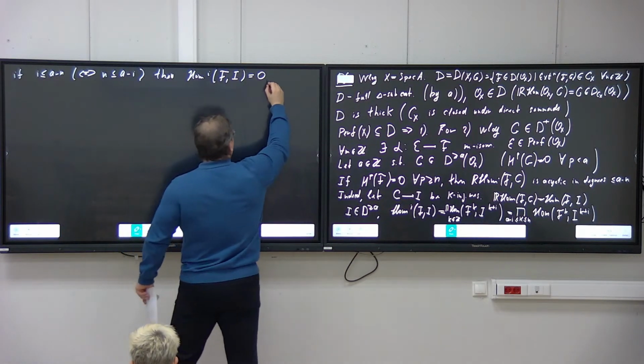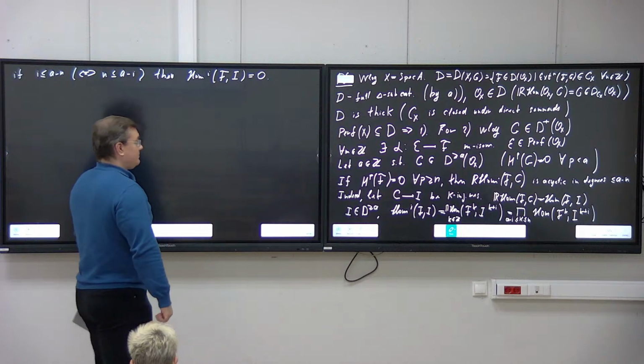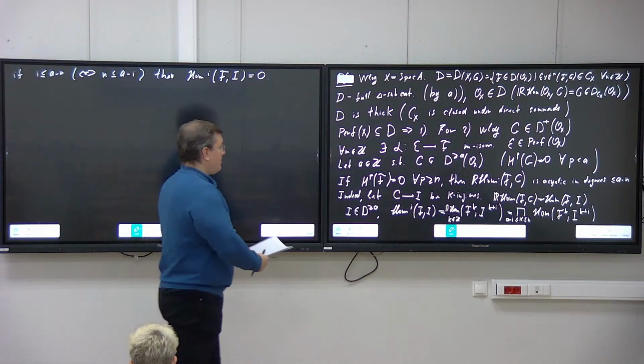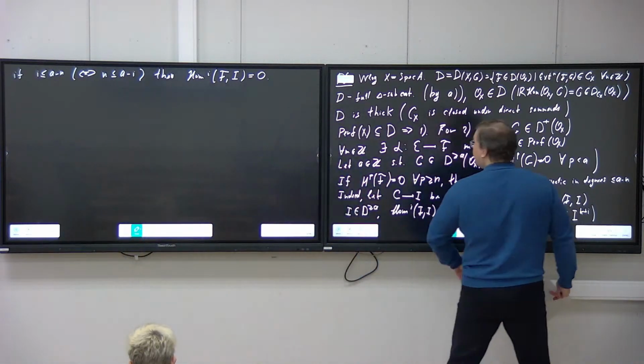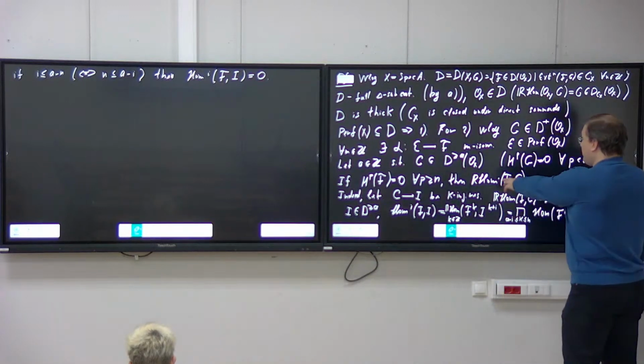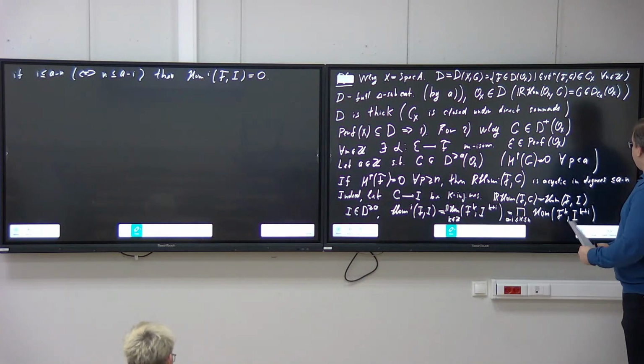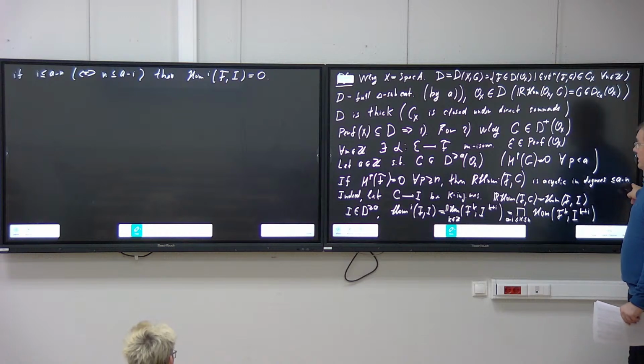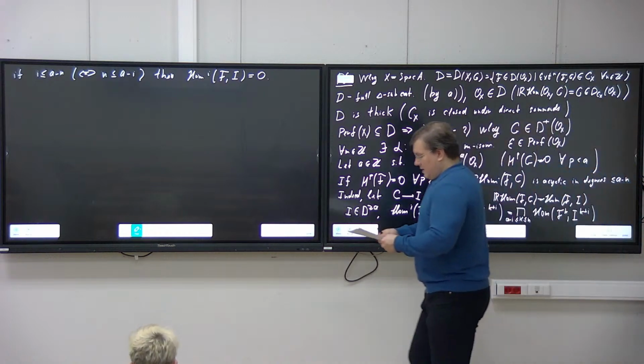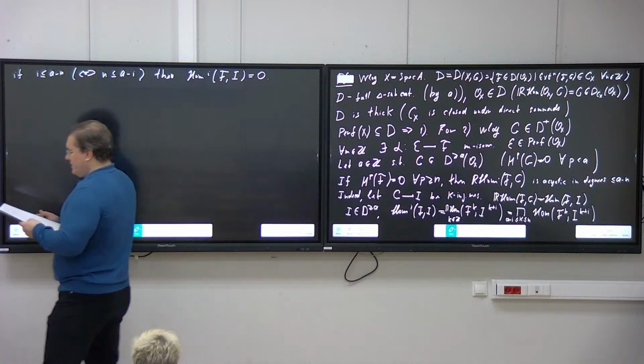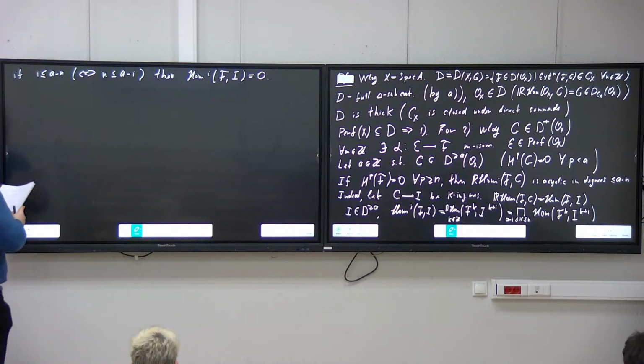So I claim, in conclusion, this RHom is just a Hom between F and I, and all the terms in this complex are zero if I have the assumption that the index is less or equal than a minus n. Okay, so that was the silly part of the computation with numbers.